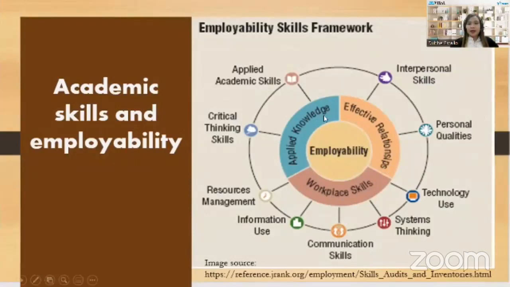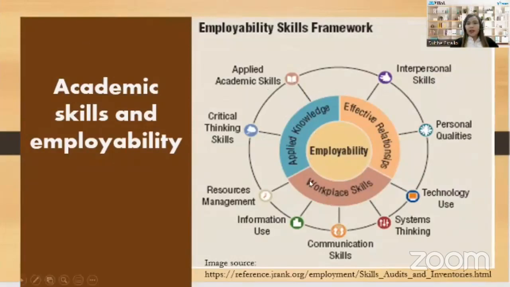First one is applied knowledge, which basically talks about the knowledge and skills that our learners have acquired from the different subjects in class or in school. So applied academic skills, remember? Literacy, numeracy, scientific skills. The next subset of skills that is important, which fall under the applied knowledge category, are the critical thinking skills, which our students really have to hone in order for them to get employed.